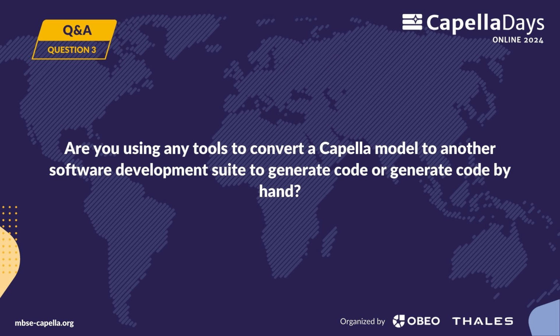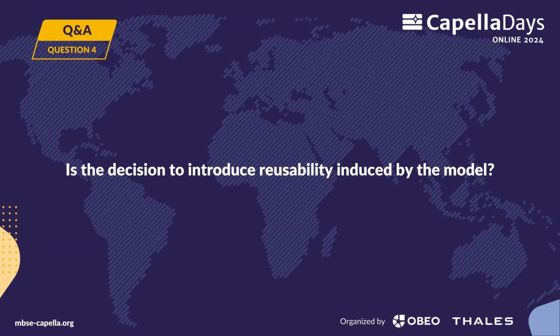Yeah. Okay, thanks. So is the decision to introduce reusability induced by the use of a model? Okay, so I think reusability itself is well achieved with those software architectures, but I think those architectures are compatible with Capella. With that compatibility, we will increase reliability, and at the same time, layered architecture will increase reusability. So by using those architectures and Capella, we can improve those two points. Okay, thanks for that.